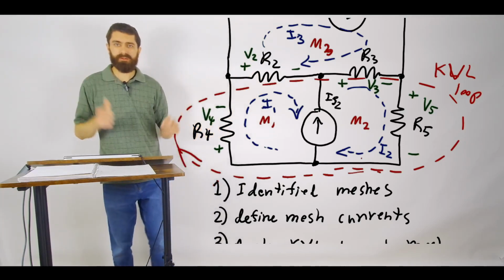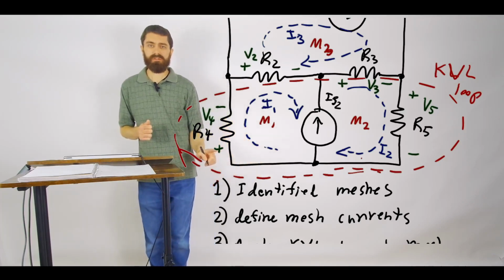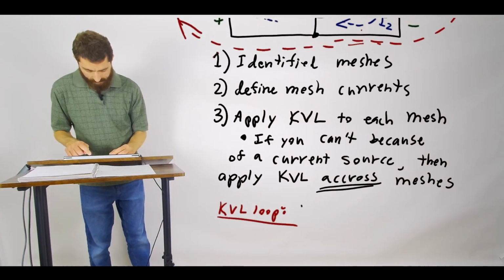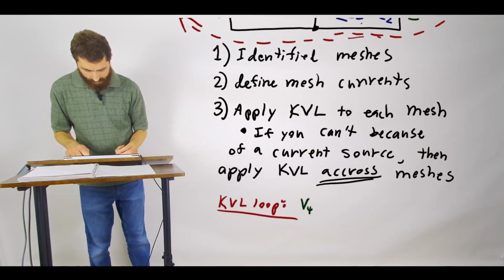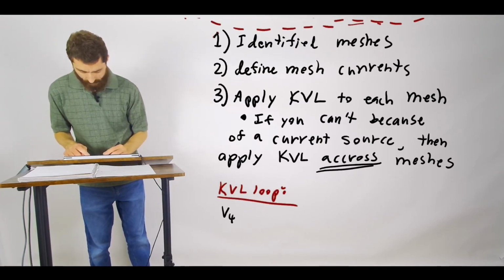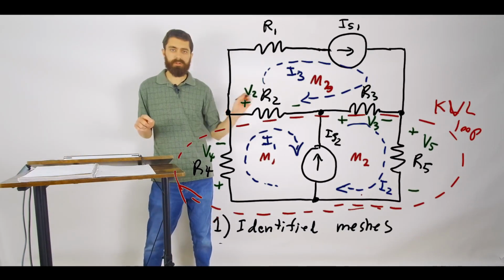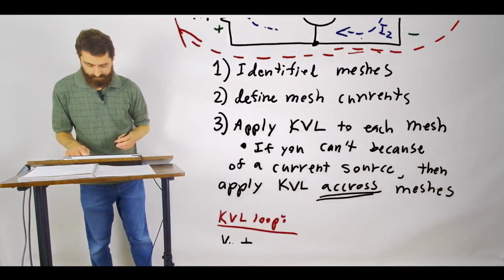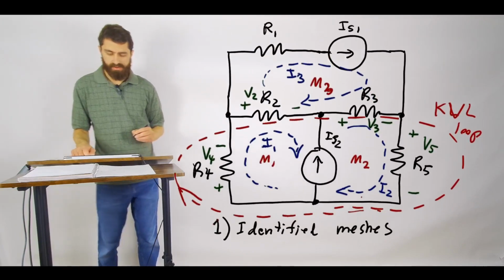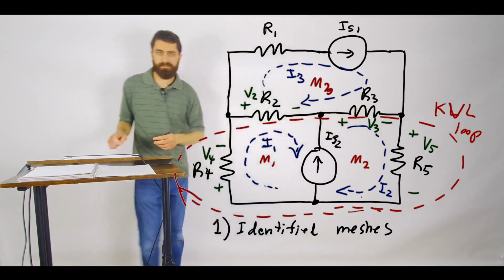So let's do our KVL loop. Ready? So let's start going clockwise. What do we hit first? We hit the plus sign. So plus V4. Now we hit a plus sign here, so plus V2. Then we continue and we hit a plus sign here, plus V3.